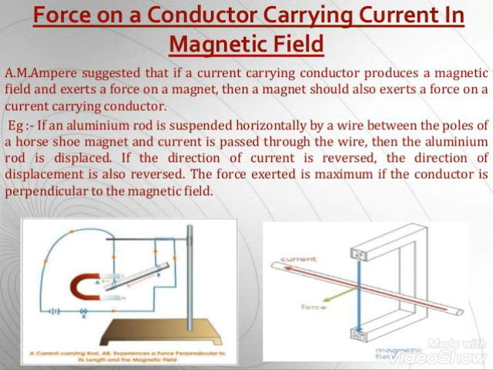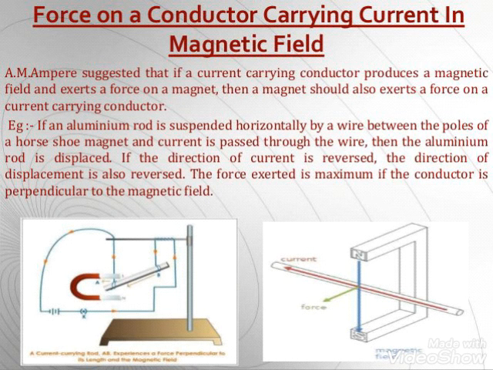So there was a scientist who suggested that the reverse can also happen. He meant that if a current carrying conductor produces a magnetic field and exerts a force on a magnet, then a magnet should also exert a force on the current carrying conductor.